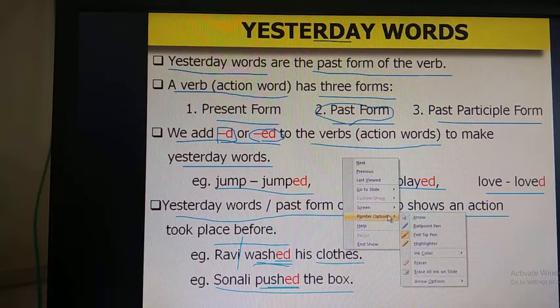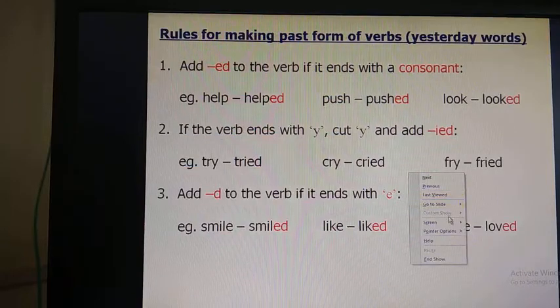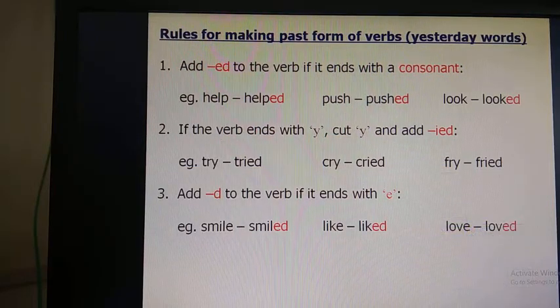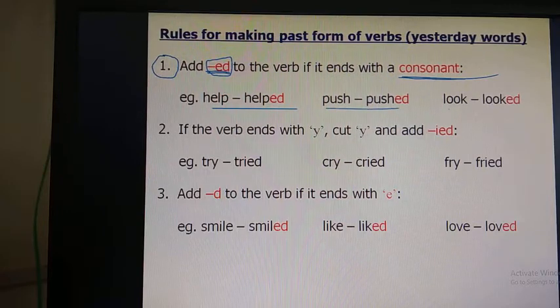Let us go to the next slide. Now we shall learn how to make the past forms of the verb or the yesterday words. Rule number 1. In general, we add ed to the verb if it ends with a consonant. However, this is not a rule for all the verbs. We don't usually add ed to all the verbs in order to make the past form, but there are some verbs which I will be also showing you later, in which we add ed to the verb if it ends with a consonant. For example, help, helped, push, pushed, look, looked.